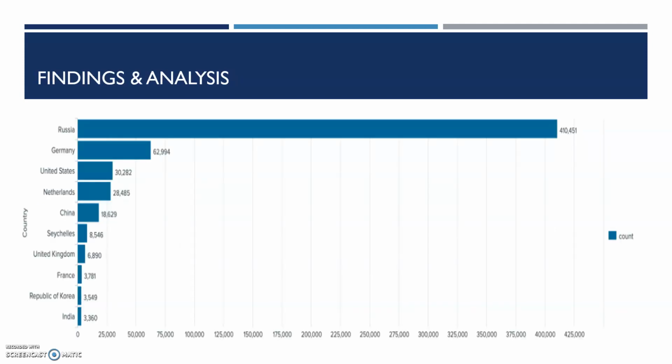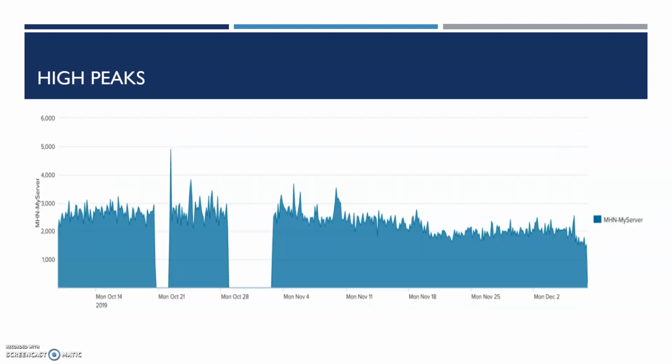So the findings and analysis from this experiment, as you can see in this graph: Russia is at the top of the table with the most attacks, 410,451 to be precise. Germany is in second place and the United States in third. These were the top 10 countries that attacked the most. We also have the Netherlands, China, United Kingdom, France, and so on.